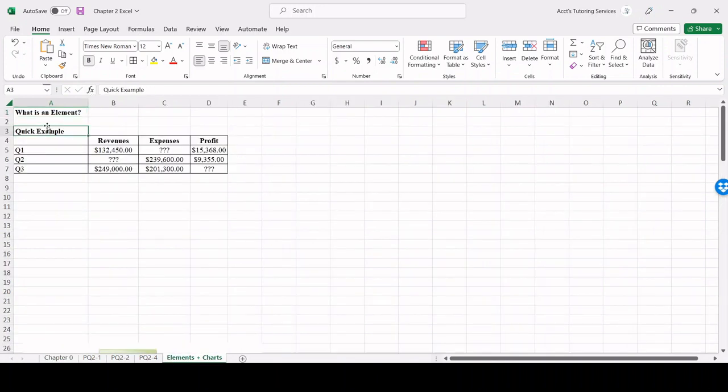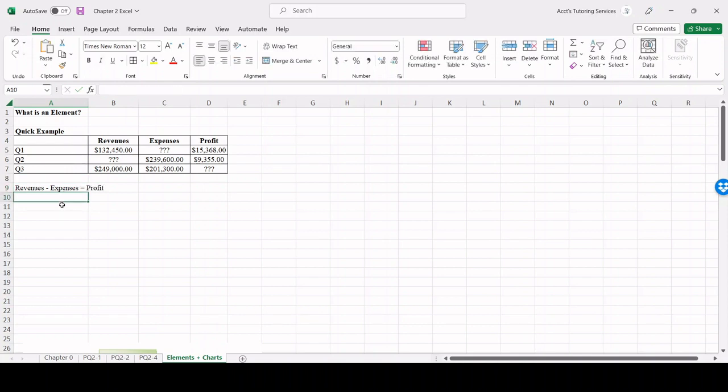Next, we're going to do a quick example regarding revenues minus expenses gives us profit. So that's the basic formula. Revenues minus expenses gives us profit.